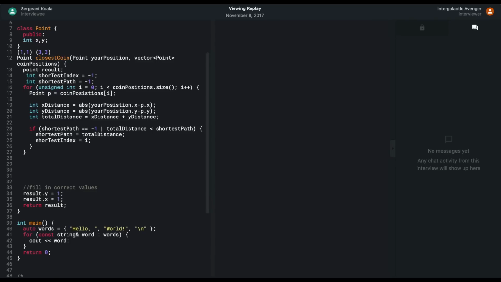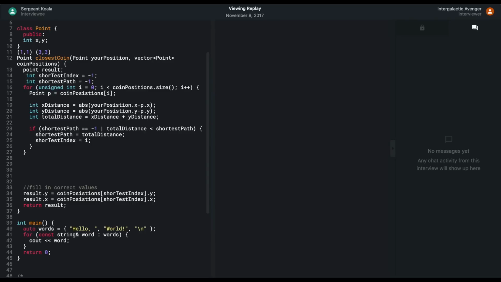Result.y equals coin positions of shortest index and y. This is fine. I mean, the x-axes are all constant time. Result.x equals coin positions of shortest index x, and then I just return result. I think that should work, because I could try an example.